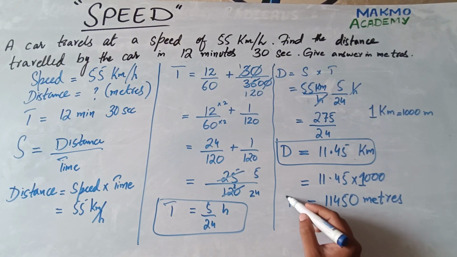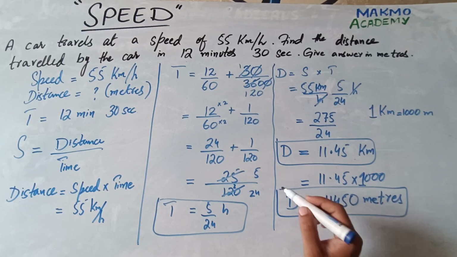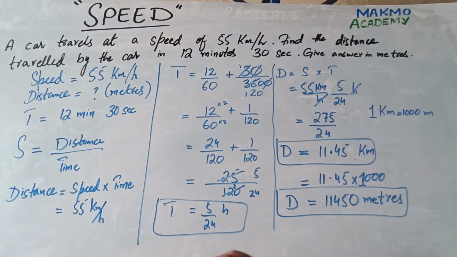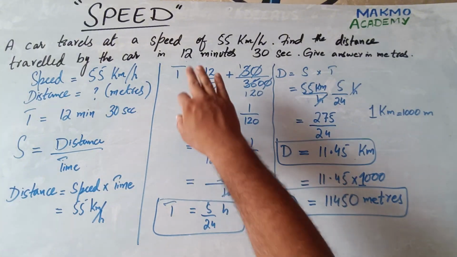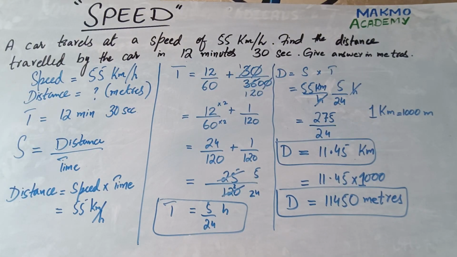So this becomes 11,450 meters. So the distance which the car covers at a speed of 55 km per hour, with the time taken being 12 minutes and 30 seconds, is 11,450 meters.